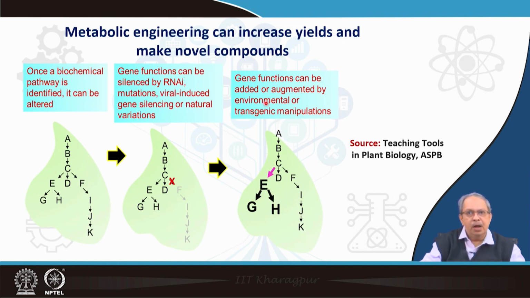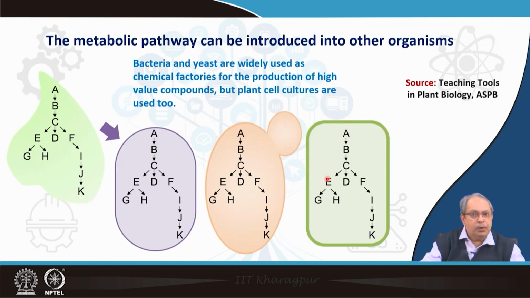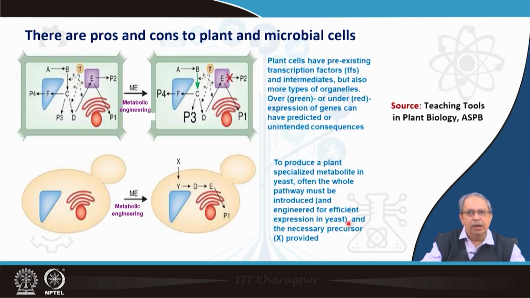So, gene function can be added or augmented environmentally or through transgenic manipulations. So, this is all possible. In other words, a metabolic pathway can be transferred into bacteria, into yeast, as well as into plants and plant cell culture, provided you have the right conditions. So, you will be able to harness the desired product of interest.